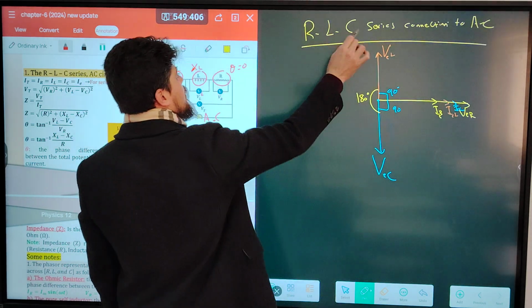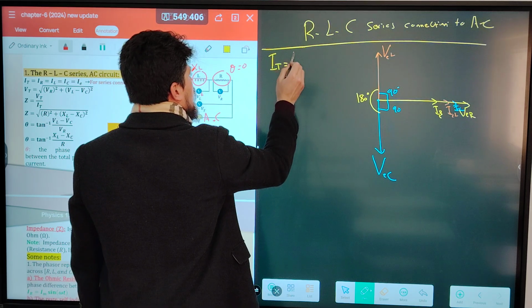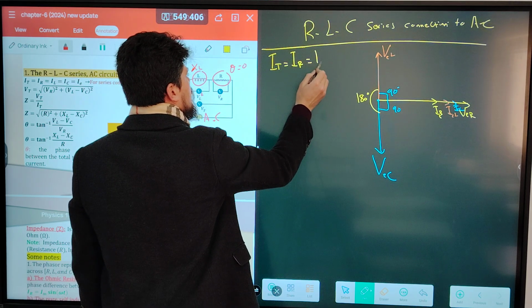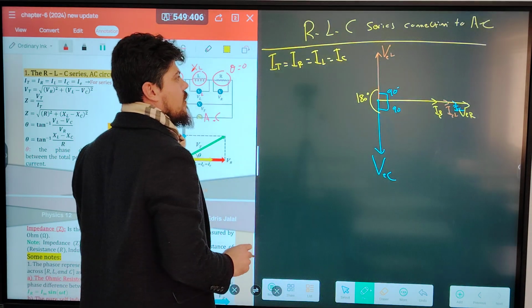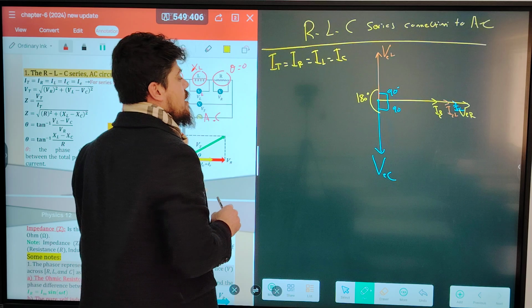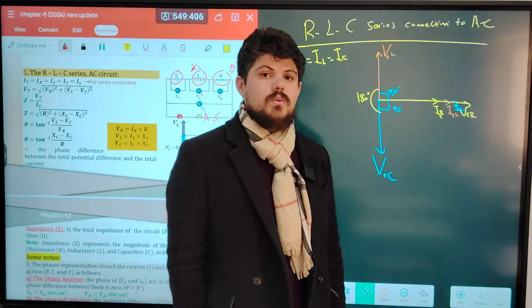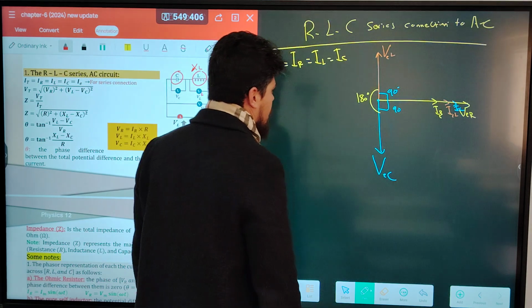Because in series connection, the amount of the current, I total, is equal to IR, IL, IC. All the amount of the currents are equal. In series connection, be careful, but potential difference is not equal. We have to add them. Okay, but how can we add the total potential difference?